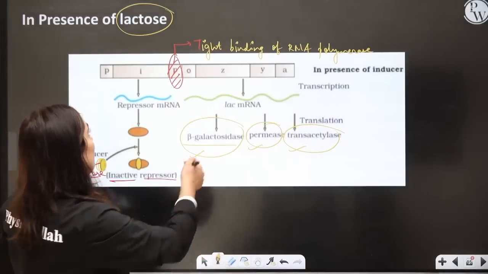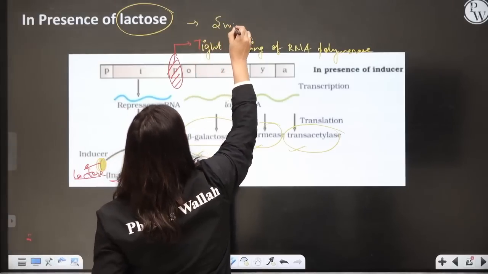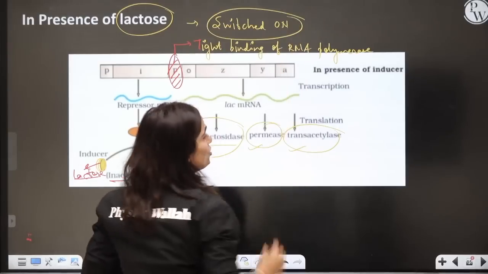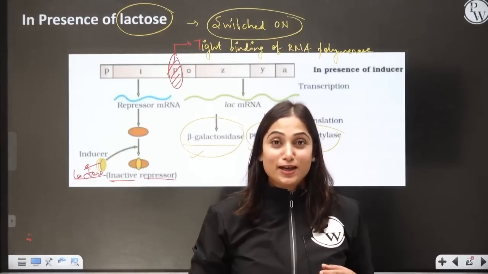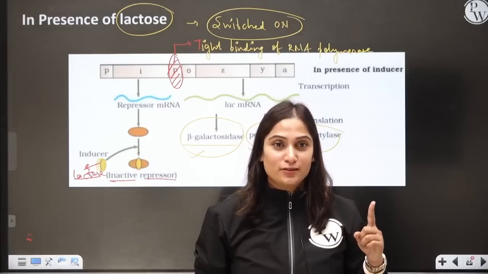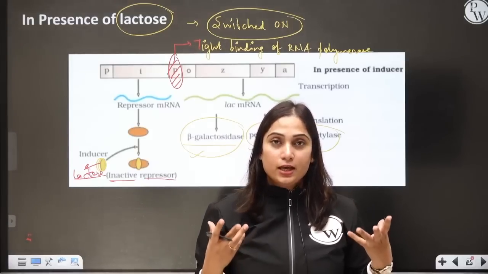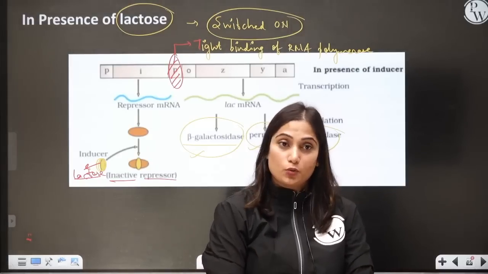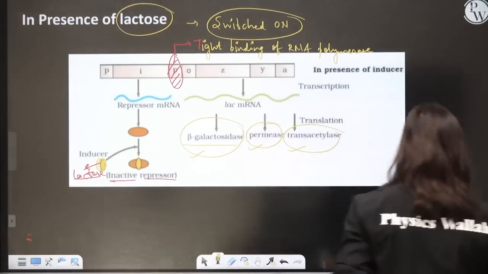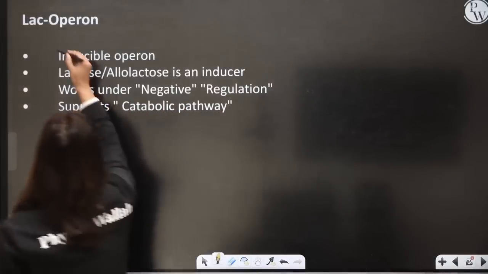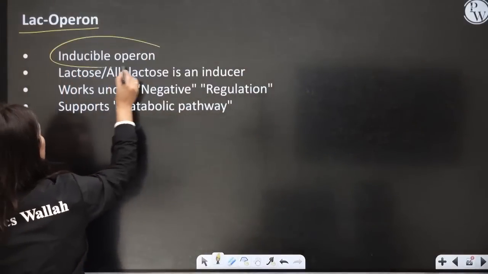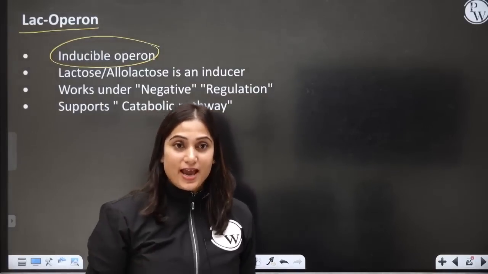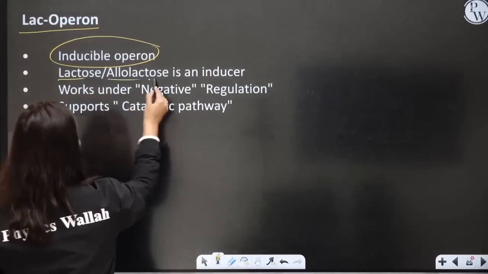So now the operon is switched on. The operon is switched on in the presence of lactose. So that means lactose is the agent over here which is responsible for the opening of this lac operon. So in the presence of lactose, the operon would be on. So what we can deduce from here is that the lac operon is an inducible operon. That means it can be induced with the presence of an inducer, and that inducer is lactose or allolactose.